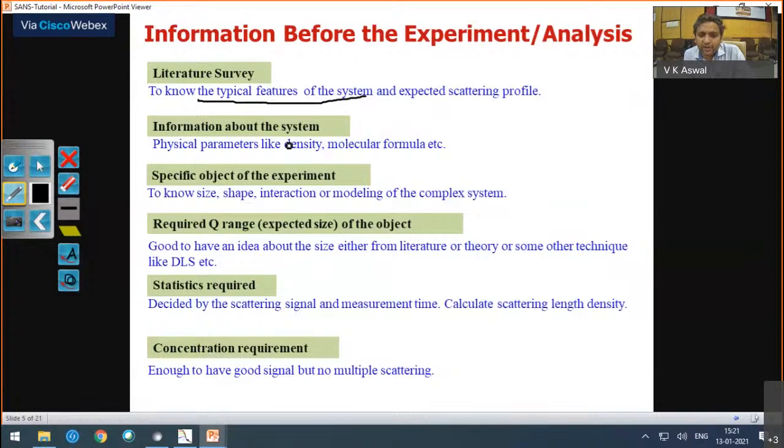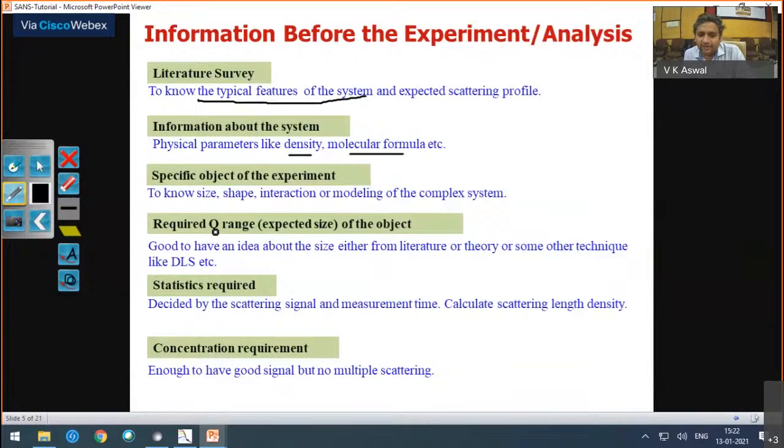The other is information about the system, like density, molecular formula, molecular weight. All this will be required to calculate the scattering length density, which will further be used in the calculations of theoretical intensity. Then a specific objective of the experiment, basically what we want to determine from this data. Is it the shape and size, or do we already know the shape and size? We want to determine the interactional parameters. We want to determine the transitions, stability, etc.